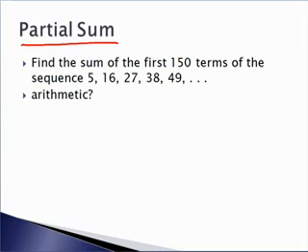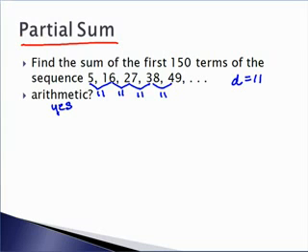So what we want to do first of all, if it says find the sum of the sequence, is make sure that it's arithmetic, because it doesn't tell us it's arithmetic. So we're going to check that out first of all. We look at this: from 5 to 16 is a gain of 11. 16 to 27 is another gain of 11. So sure enough, we're adding 11 each time. So this is arithmetic, and our difference is 11.